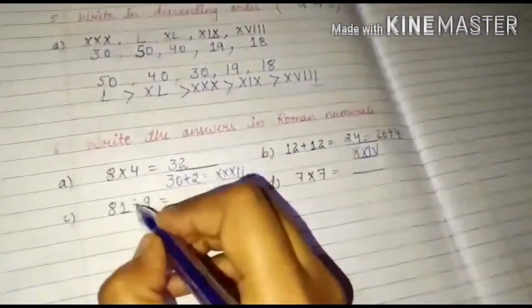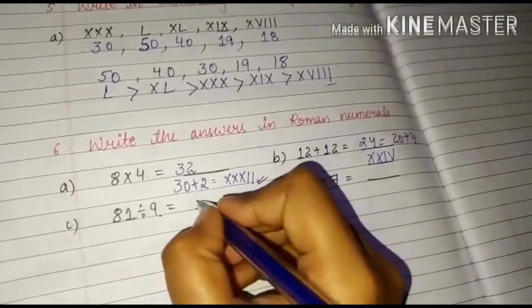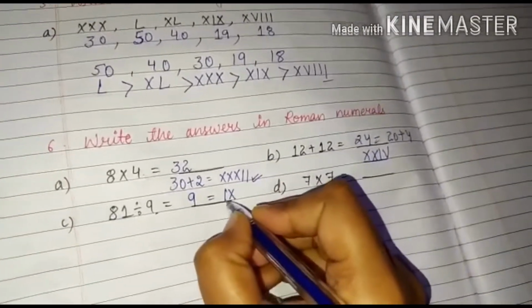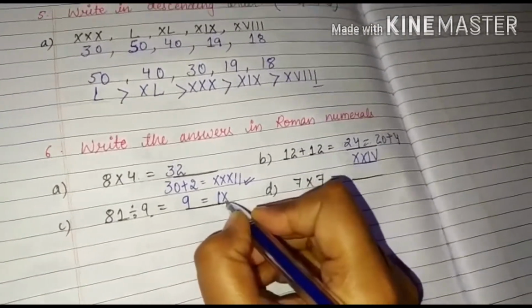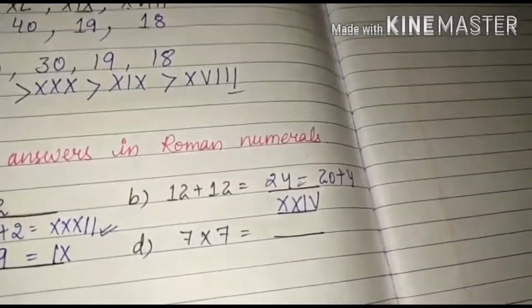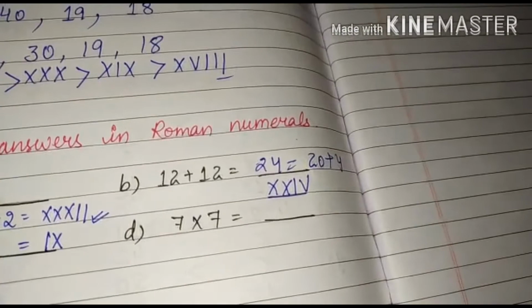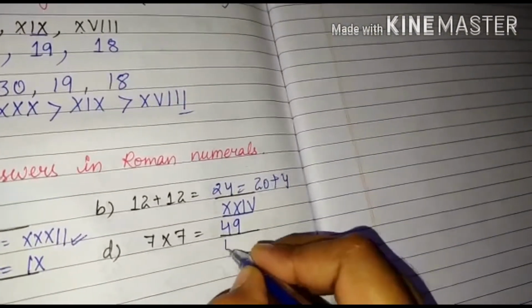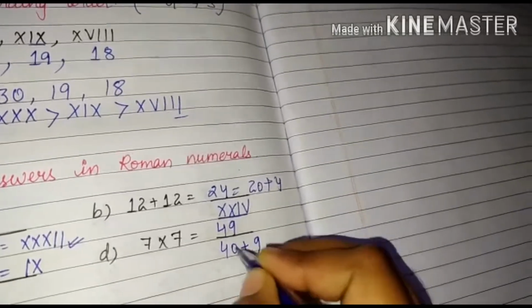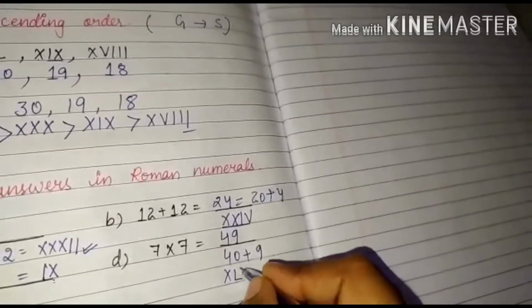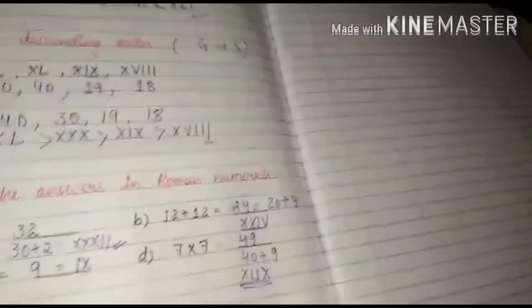Okay. Now 81 divided by 9. So that is 9, and 9 can be written as IX. On the right we have to write I here. Only on the left can we subtract the number. Okay. Now D part, 7 into 7. 7 sevens are 49, so 40 plus 9. As you know, 40 is XL, and 9 will be what? IX. So this is your 49.